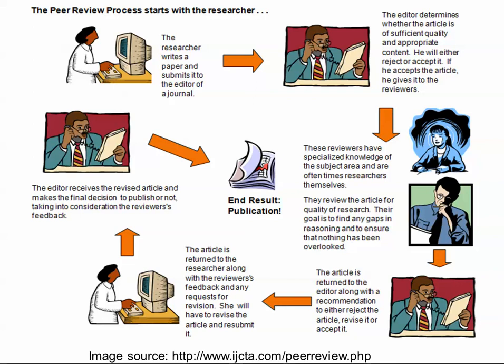What happens next? Then the editor, let's assume that the article is publishable. The editor then contacts the researcher, and the researcher applies the reviewer's feedback and makes revisions as required, and then resubmits it to the editor. At that point, the editor looks at it and makes that final decision to publish or not, doesn't send it back out to reviewers. So the editor's now looked at it 3 times.